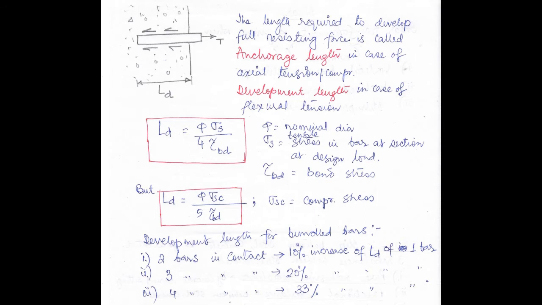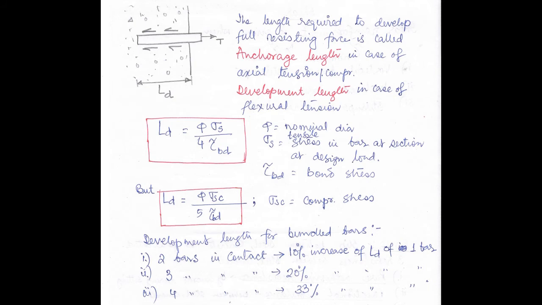Development length in case of flexural tension is given by this formula: LD = phi sigma s / (4 tau BD). What is phi? Phi is the nominal diameter. Sigma s is the tensile stress in the bar at a section at the design load. Tau BD is the bond stress. But LD, the development length, is also equal to phi sigma sc / (5 tau BD), where sigma sc is the compressive stress. So remember that one formula is for the tensile stress and one is for the compressive stress. Please remember the difference between the 2 formulae.